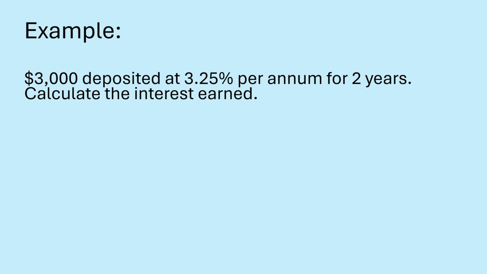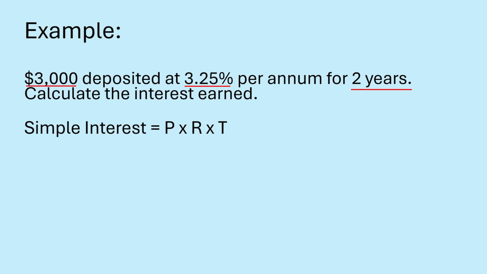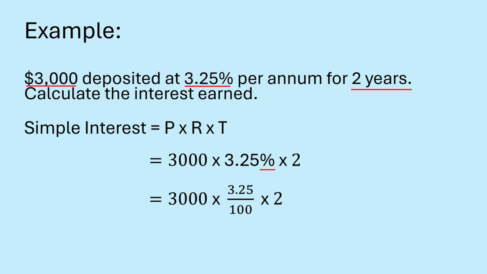Example: $3,000 deposited at 3.25% per annum for 2 years. Calculate the interest earned. Simple interest is equal to P multiplied by R multiplied by T. P is principal amount, $3,000. R is interest rate, 3.25%. T is number of years, 2 years. So it is 3000 multiplied by 3.25% multiplied by 2. Here 3.25% is equal to 3.25 divided by 100. When we simplify this equation, we get answer 195. So $195 is the interest earned.